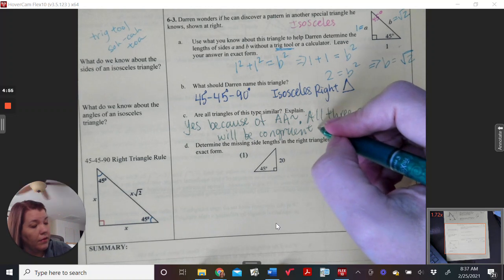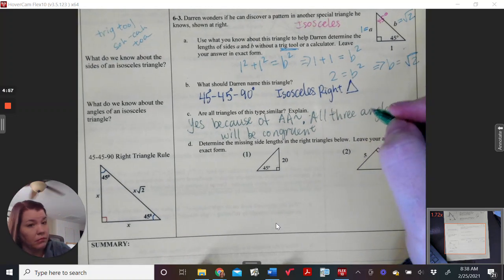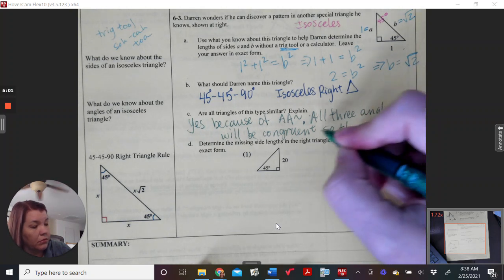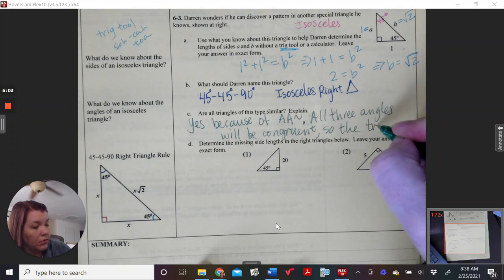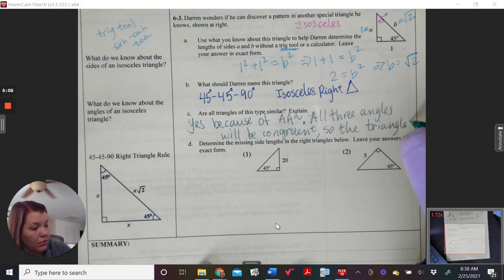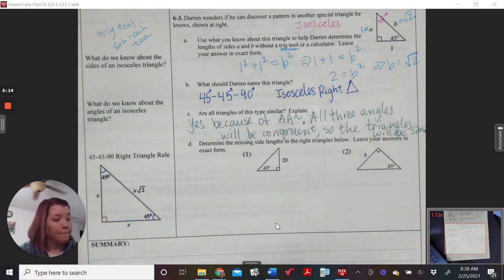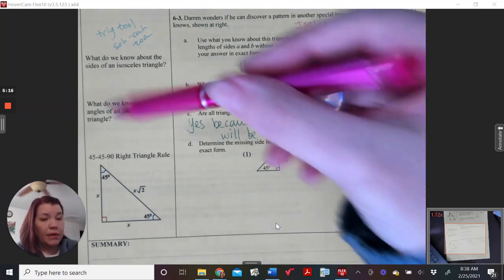So the triangles will be similar, not congruent, similar, meaning that we change sizes. So let's go back here. I made some judgments. I should talk about these first.